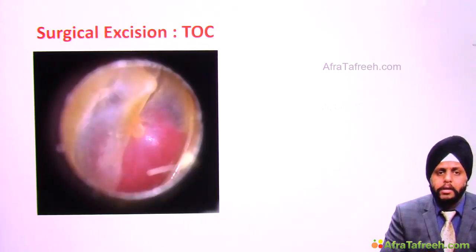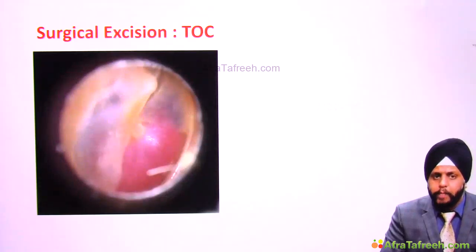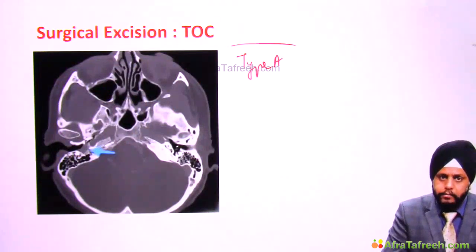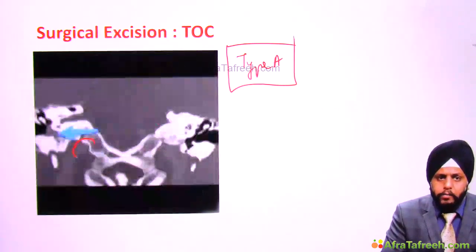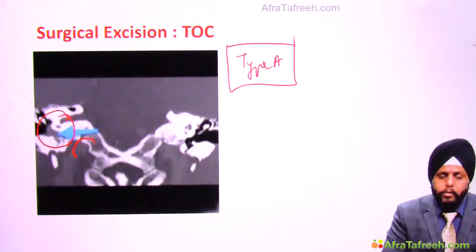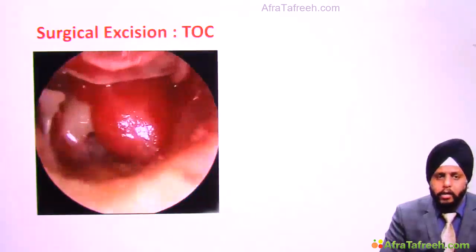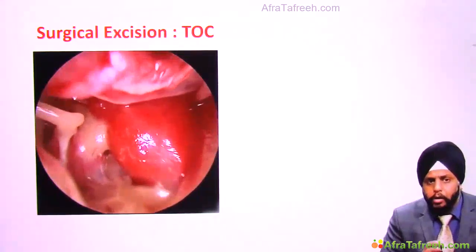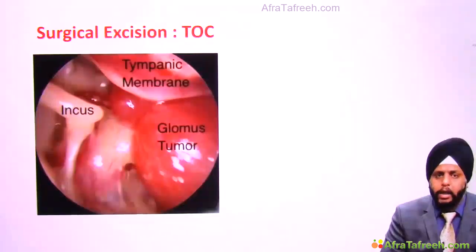Let's look at this. This is a case which presented with a small glomus tympanicum limited to the middle ear. So that means it was type A. Look in the CT scan, you can see a small tissue over here. Here also you can see the tissue, right? So this is a small case. You can see on endoscopy there is a glomus tympanicum. So now we are doing an endoscopic excision of this tumor, right? It is limited only to the middle ear.